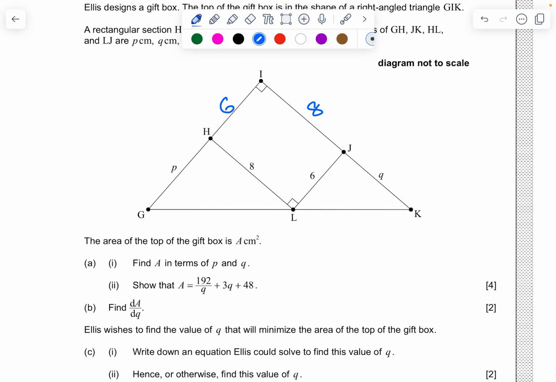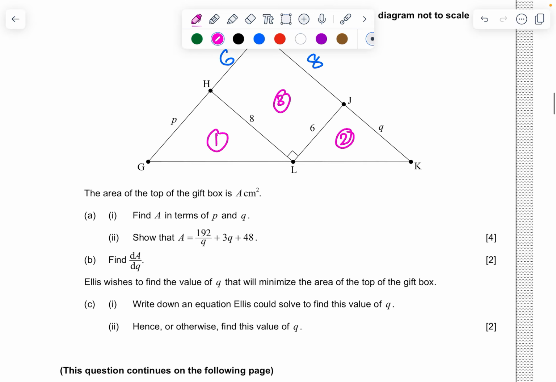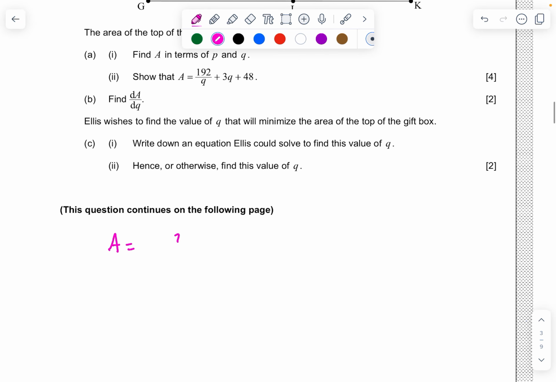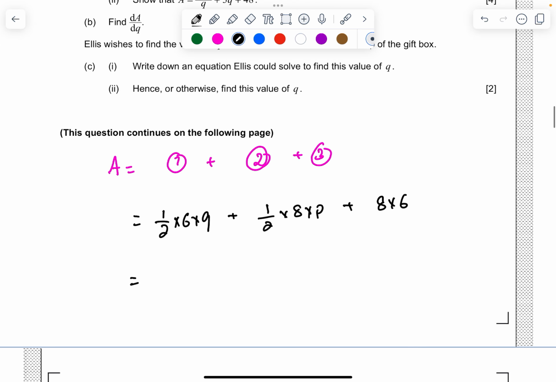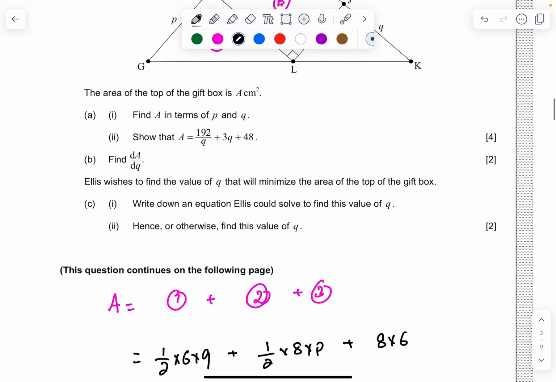There are three parts: first part, second part, and third part. So the area is going to be nothing but the area of the first part plus the second part plus the third part. Area of the first part is half base times height, half times 6 times q. The second part is again a triangle, half times 8 times p. And another one is a rectangle, 6 times 8. So it's going to be 3q plus 4p plus 48. That's going to be the area.